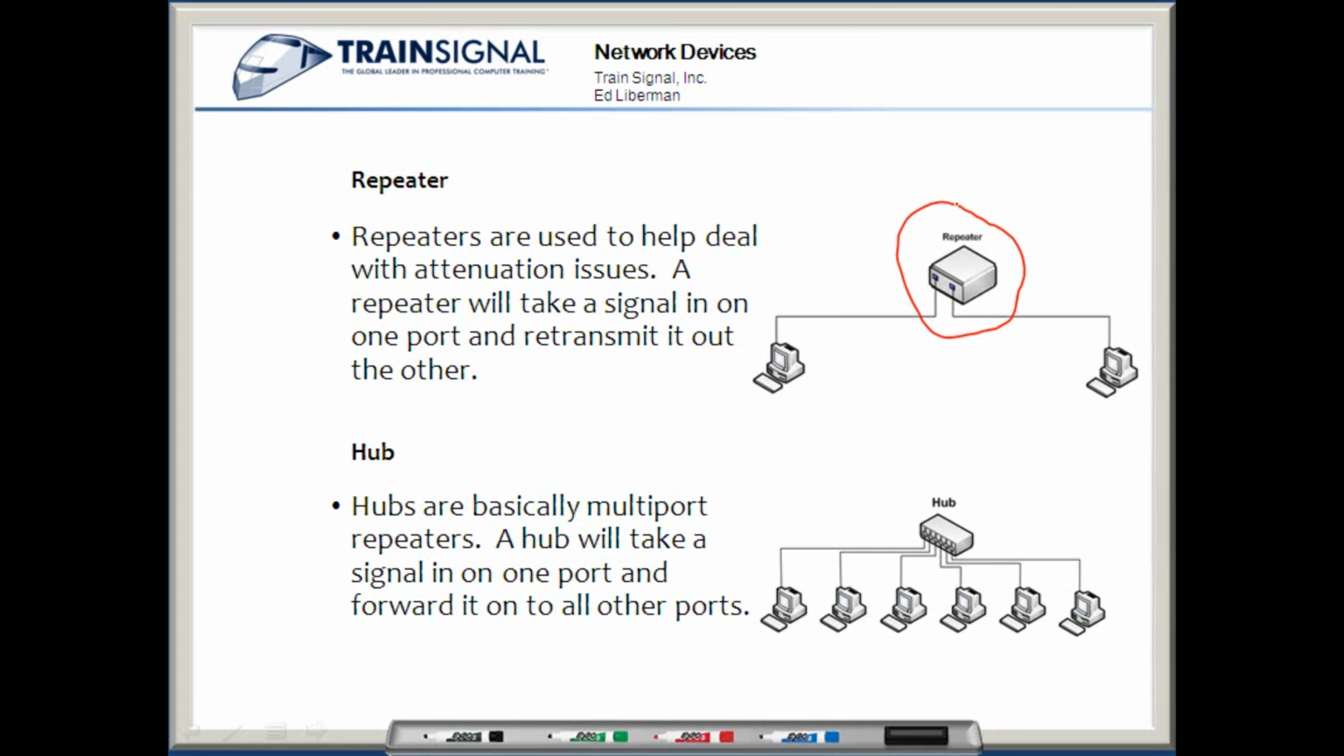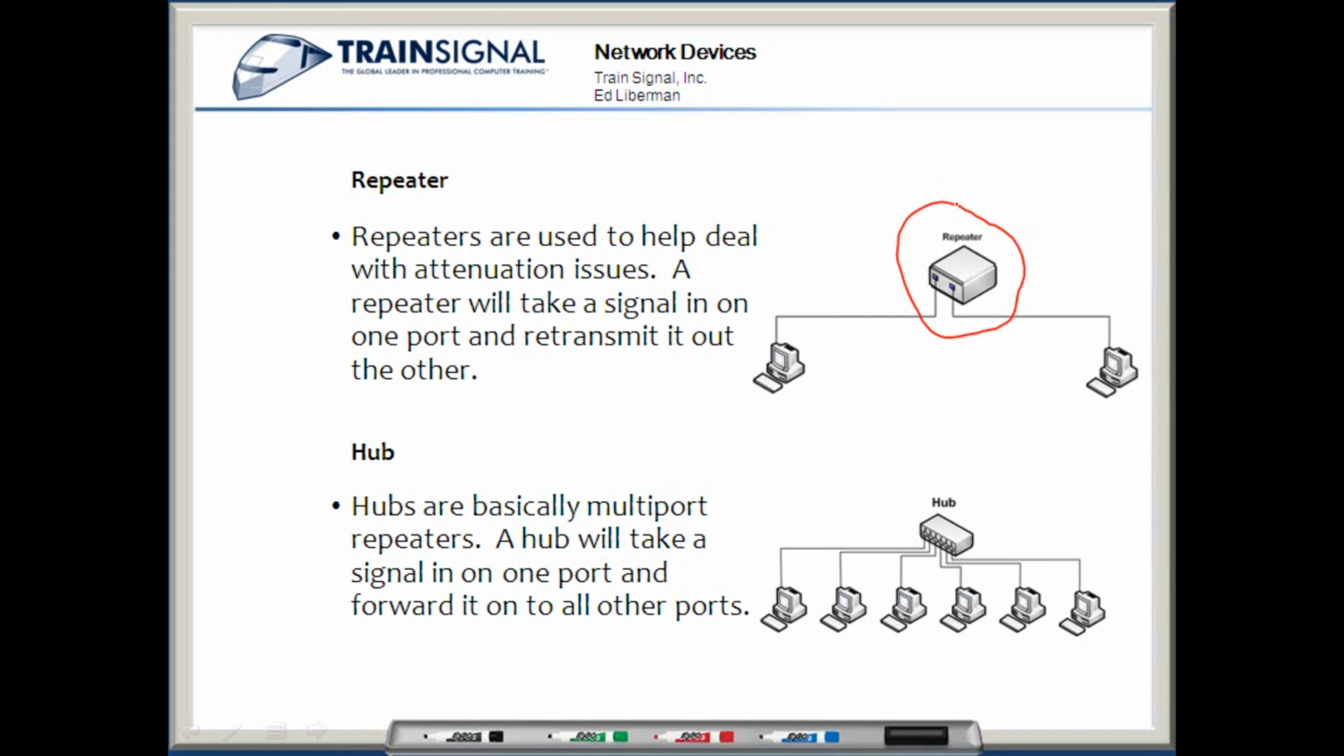Now, speaking of a repeater, it is used to help deal with something called attenuation. That is a word that was brought up back when we were looking at our cabling video, because all network signals will deteriorate eventually if they have to travel too far, and that's called attenuation.